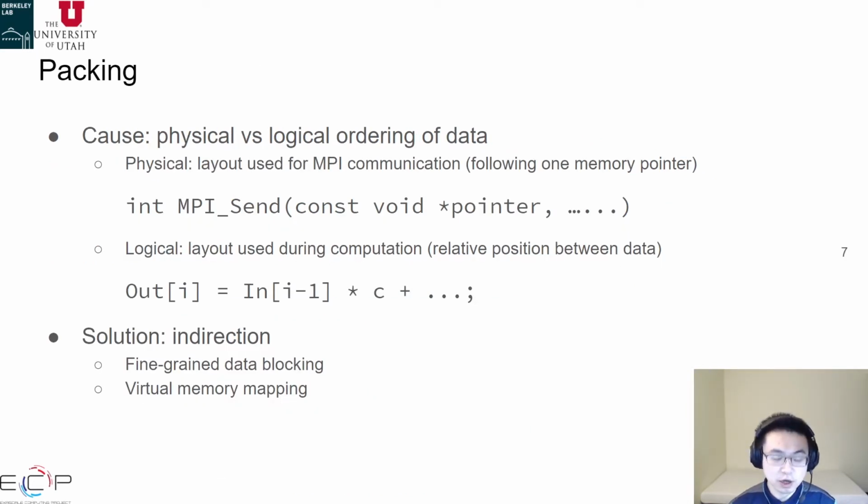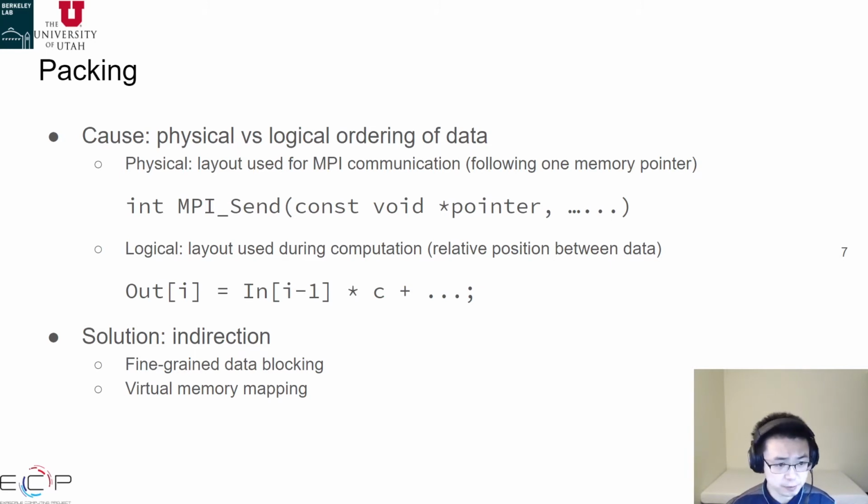We believe that the cause for why packing is needed is because there is a disparity between the physical and the logical ordering of the data. We can define the physical ordering of the data as the layout that is expected for MPI communication, that is, when one follows a memory pointer. And the logical ordering of the data is the layout used during computation, which encodes the relative position between data.